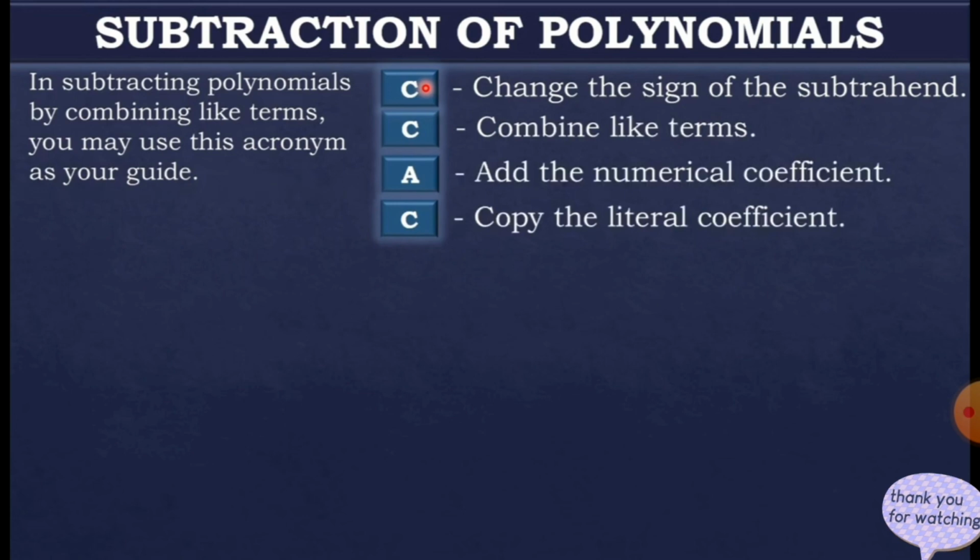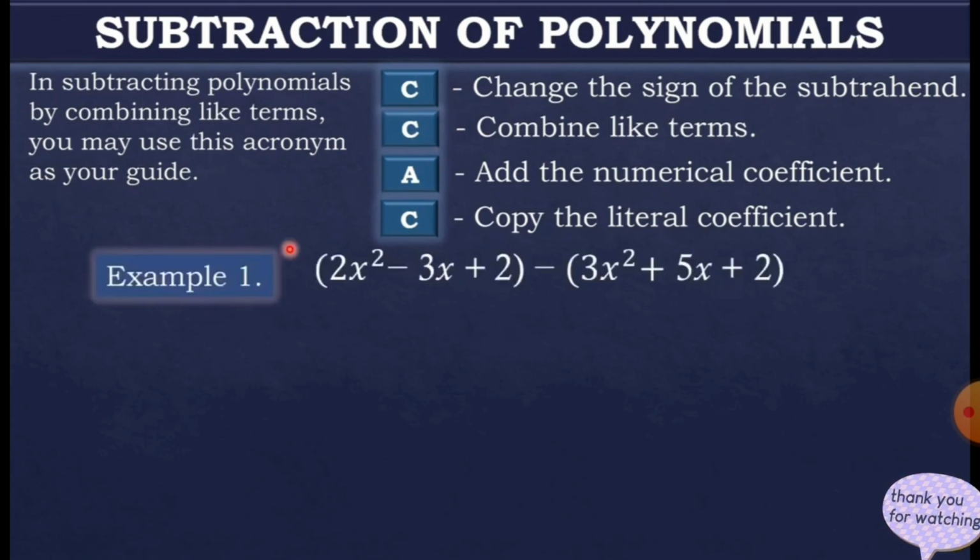So C means combine like terms, A, add the numerical coefficient, then C, copy the literal coefficient. Okay? So, the same procedure lang talaga sa adding polynomials. Ang naiba lang, yung una, change the sign of the subtrahend. Okay? So, let's have the example number 1 here.